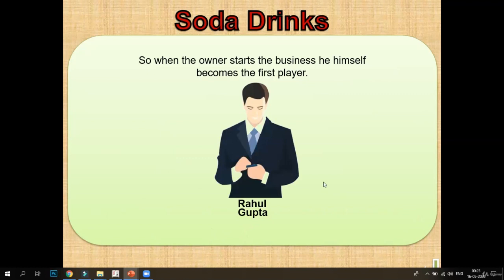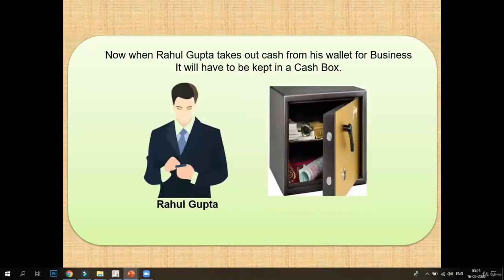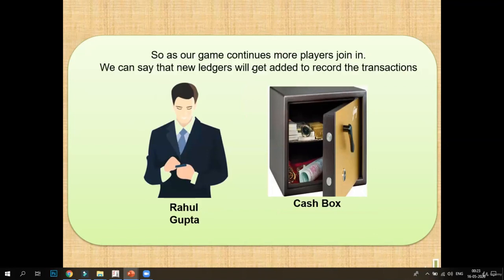So Rahul Gupta here is the first player and thinks to invest some cash for the business of soda drinks. Now what is Rahul Gupta doing? He is taking out some cash from his wallet and putting that cash in the cash box. So here are two players that join our game: Rahul Gupta and Cashbox.